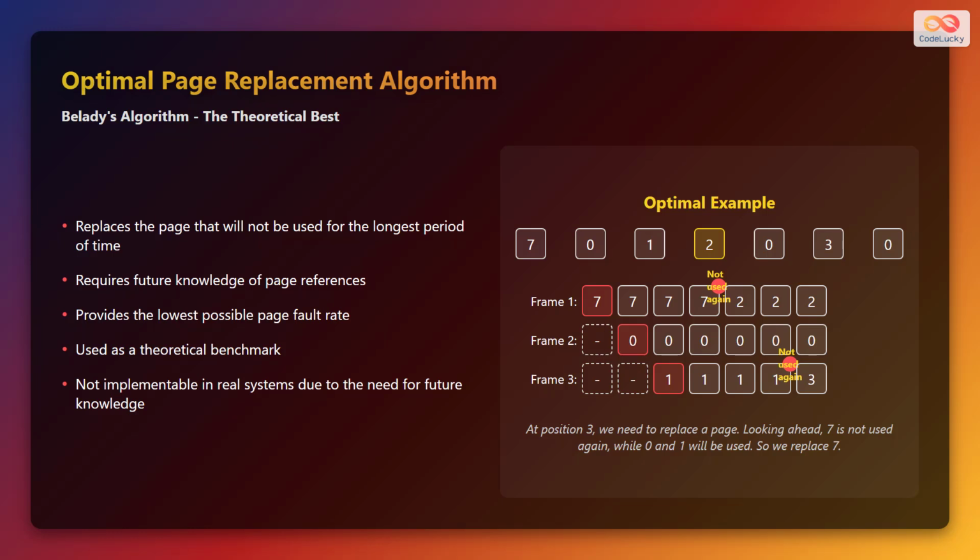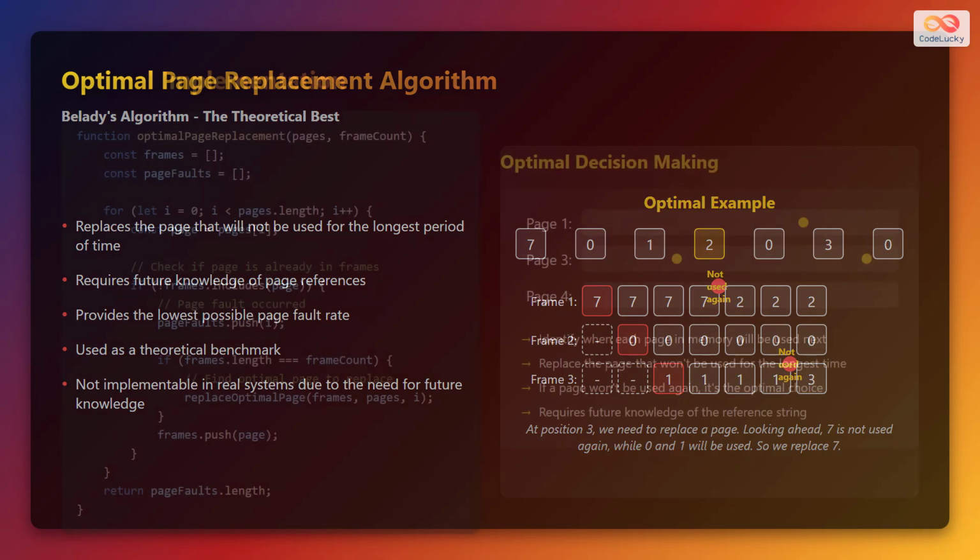The next reference is 0, which is already present in the frames. So there is no page fault. Note that at position 3 we need to replace a page. Looking ahead, 7 is not used again, while 0 and 1 will be used. So we replace 7.